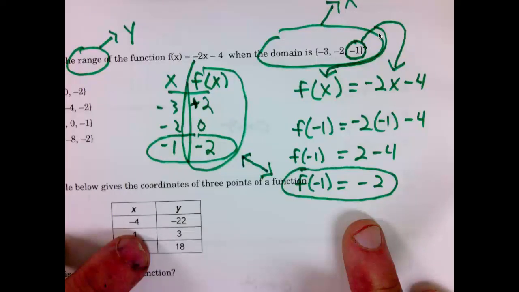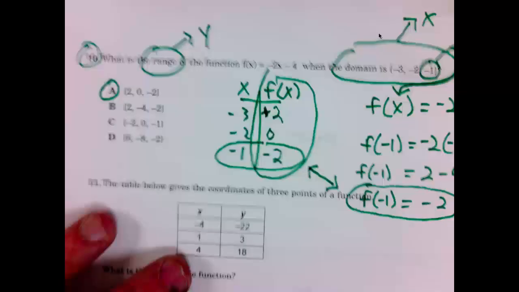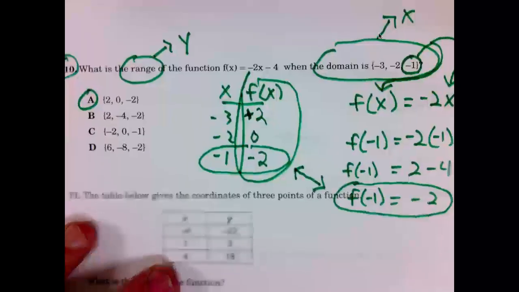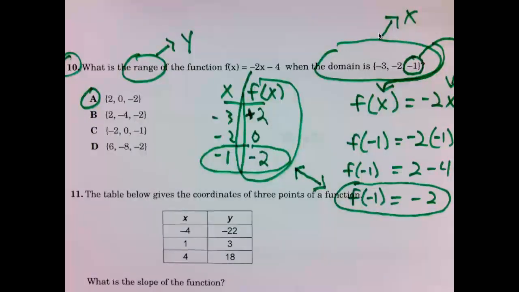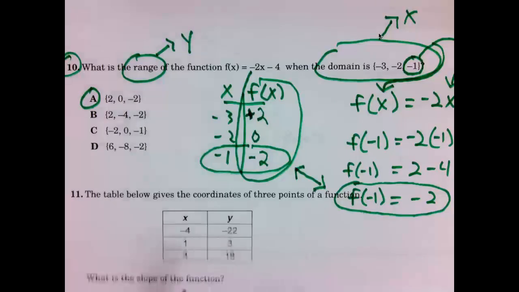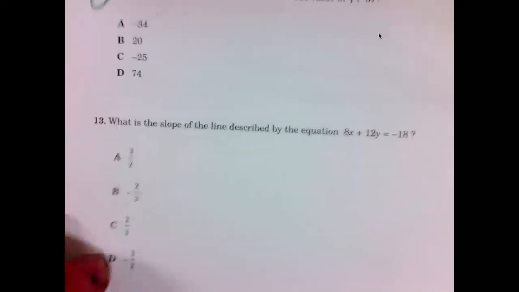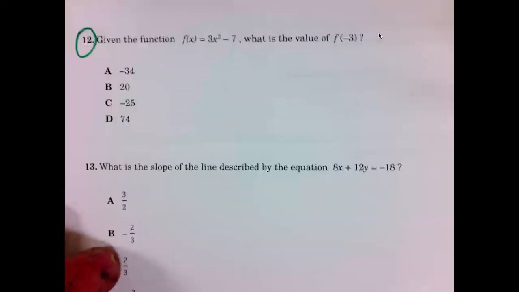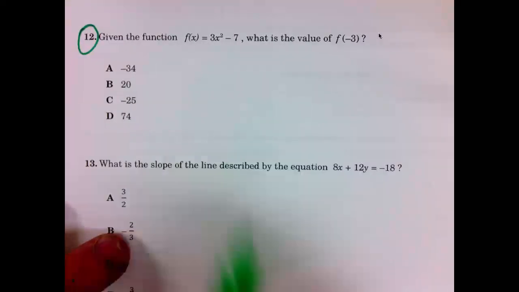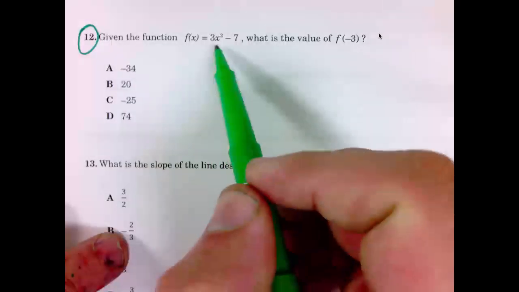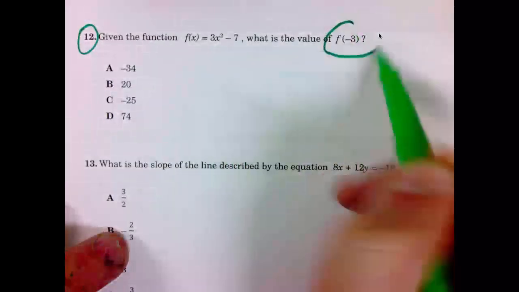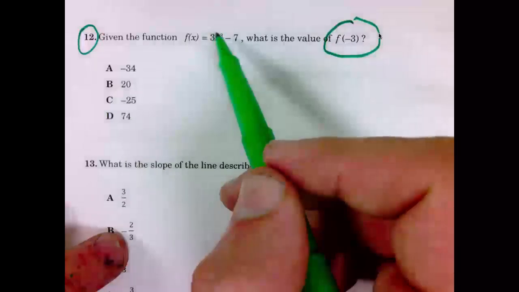Right. That is problem number 10. Now on to problem number 12. Problem 12 gives us the function f of x equals 3x squared minus 7. We're looking for f of -3. All I've got to do is substitute -3 in there.